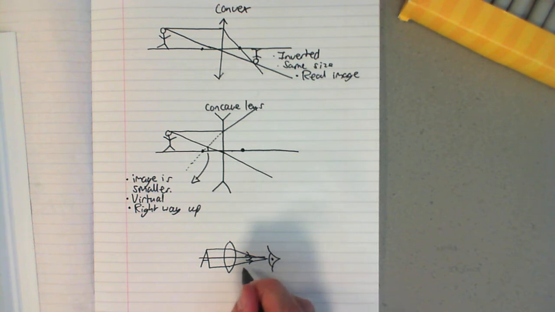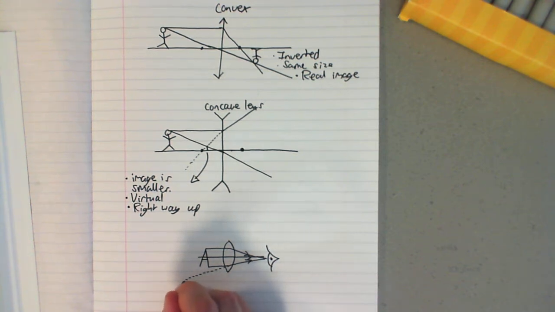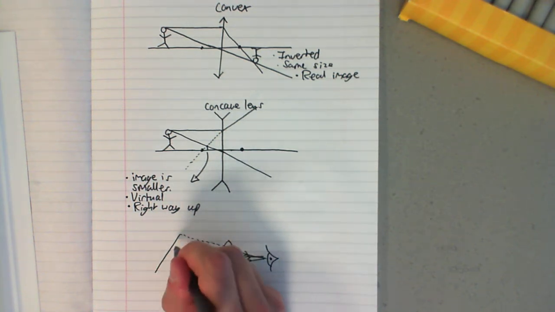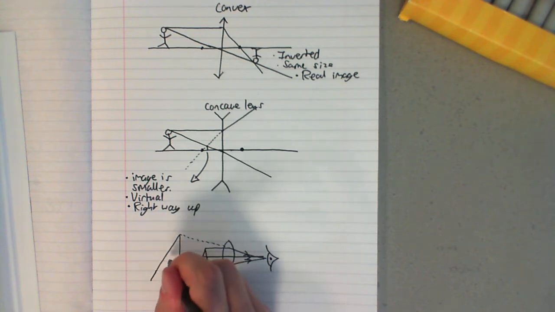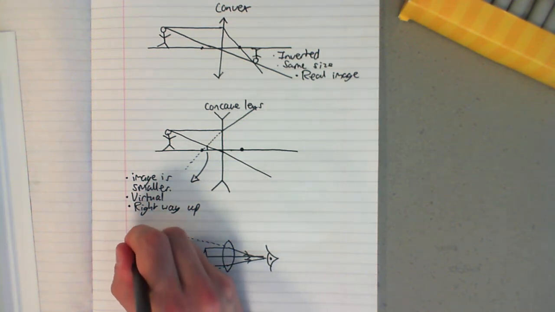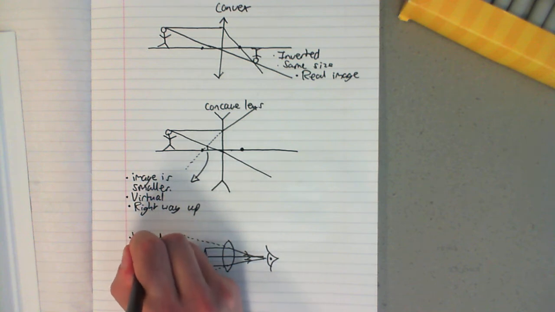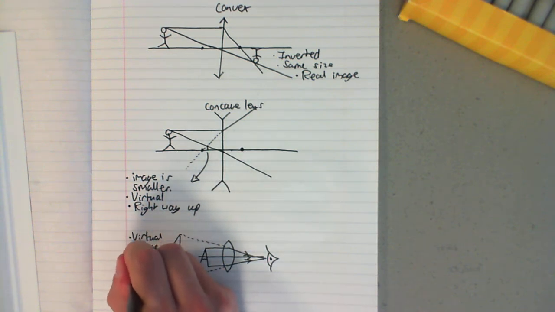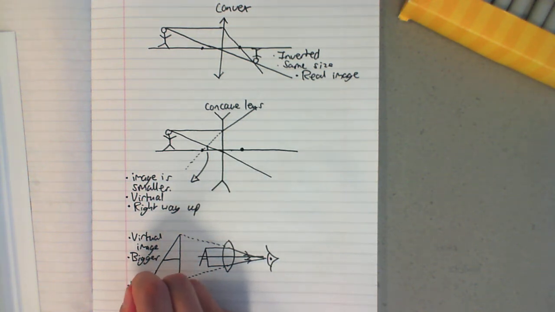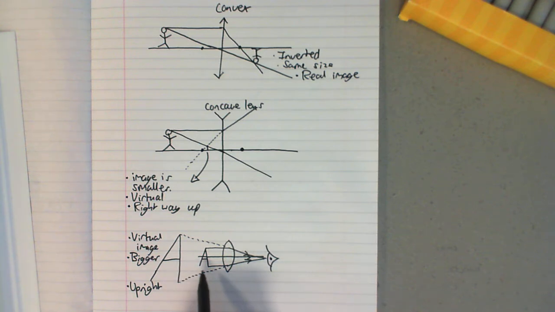So what we do then is we dash these lines backwards, and that gives us the size of the image. You can see how this letter A has got much bigger. Because it's dashed lines backwards, it is a virtual image. It's much bigger, and it is upright. But because it's a virtual image, we can't put this onto a screen. We can only see it, we can't use a magnifying glass and project it backwards.